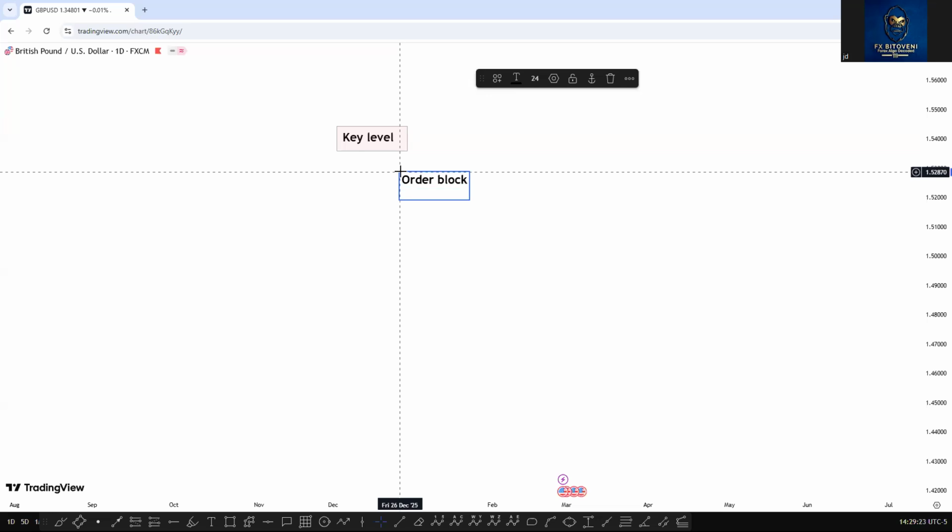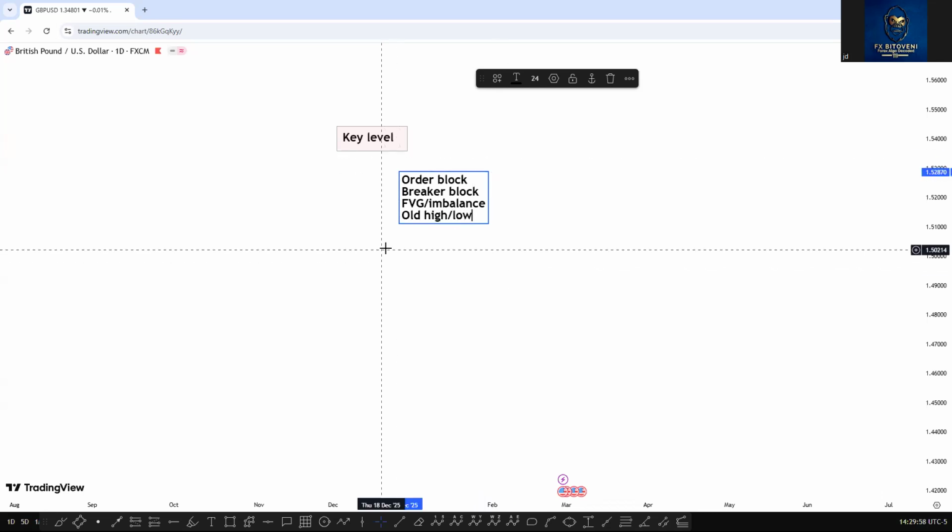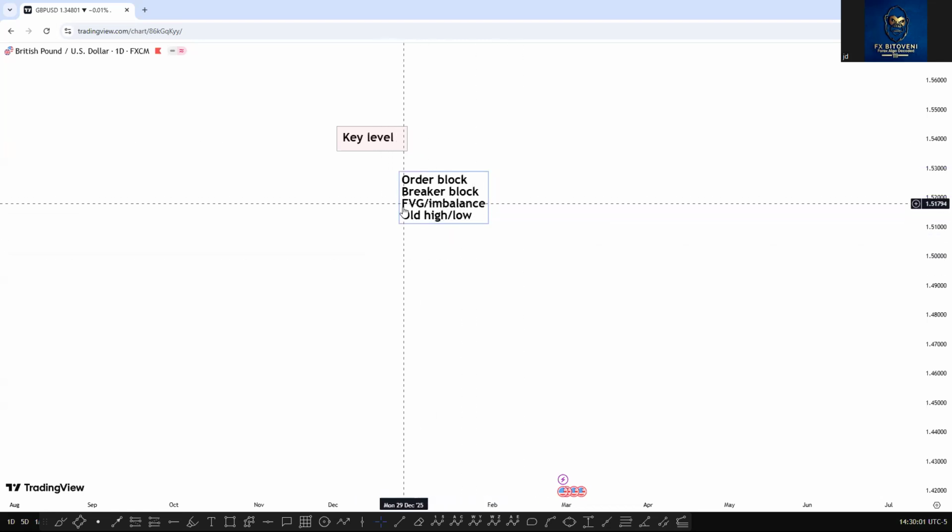And we have order block, you have Rebecca. Then we have fair value gap or imbalances. And then we have only the low and the high low. You can focus on this when you are defining your key level.